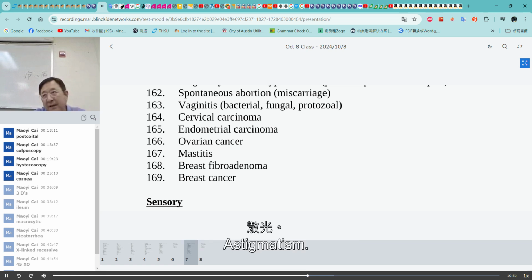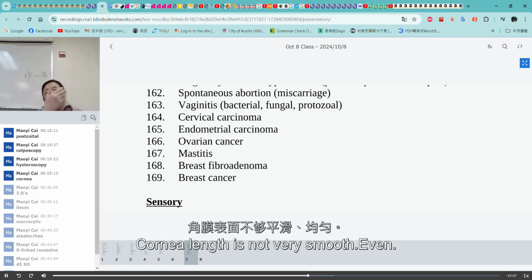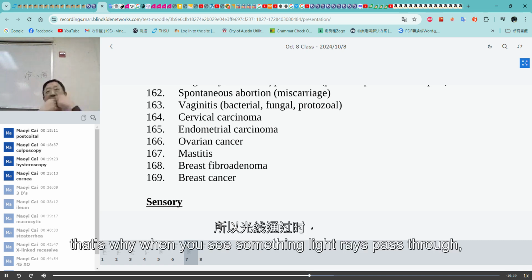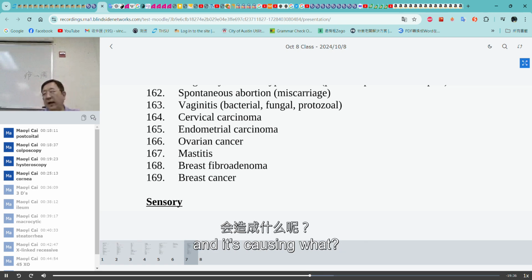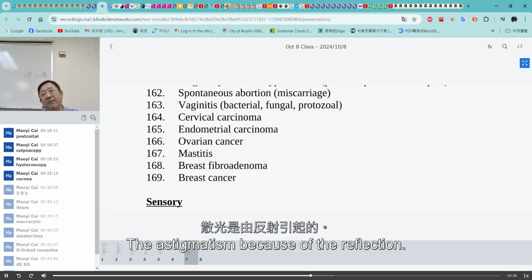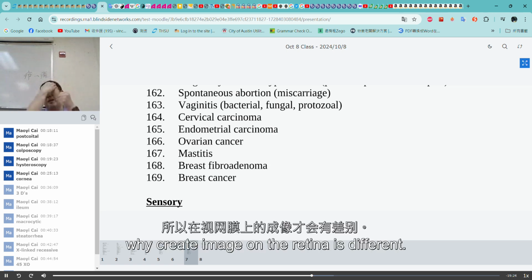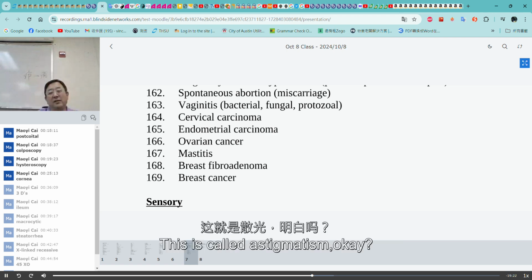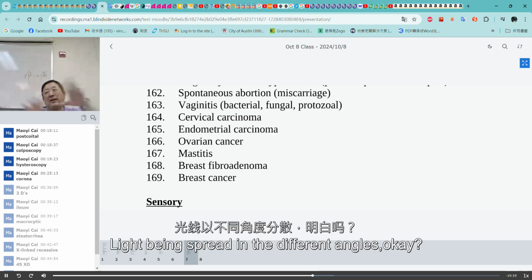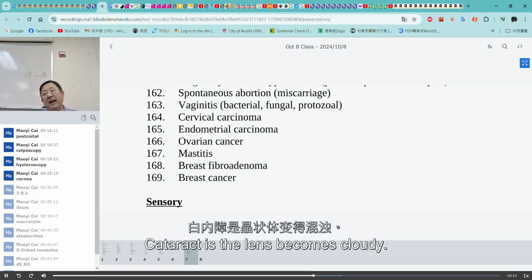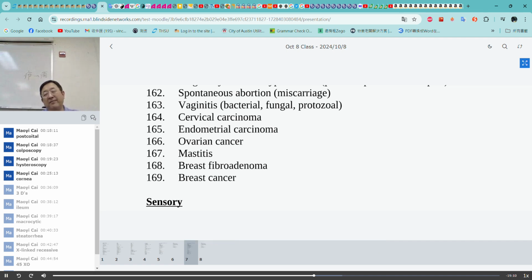Astigmatism. Astigmatism is when the eyeball surface, the cornea lens, is not very smooth and even. It's a little distorted. So when you see something, light rays pass through and cause what? An irregular image. That's called astigmatism, because of light going through an unsmooth surface. That's why the image created on the retina is different. Light is spread at different angles. Okay, astigmatism.